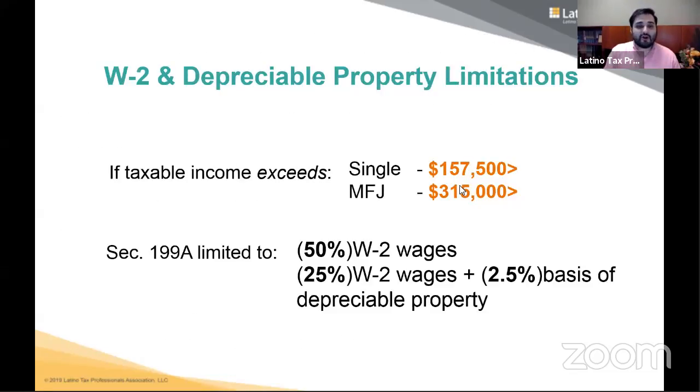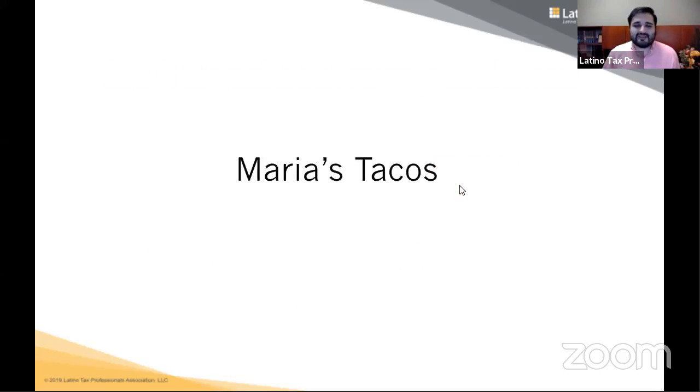Now, let's look at another group of companies. Now, let's look at a company that is not a specified service, trade, or business, like a construction company, a landscaping, a restaurant. Companies that are not a specified service, trade, or business could still get the deduction even if their income is really high, but they have limitations. Limitations on the wages of the people they employ, of the assets they have. So let's look at some example. Let's look at Maria's Tacos.